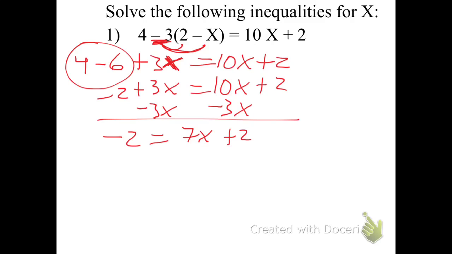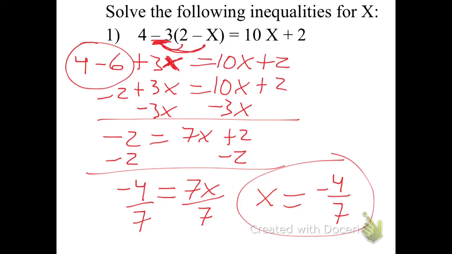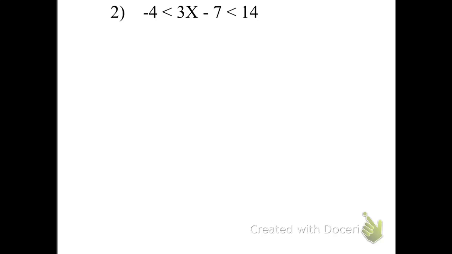I need to get rid of the plus 2 on the right side because I'm trying to get my x by itself. So I subtract 2 from both sides. I get -4 on this side and 7x on my right side. I need to get rid of 7, so I'm going to divide by 7. And now my x is finally by itself, and the other side of the equation is 4/7. And ta-da! Number 1 is done. Moving on to number 2.